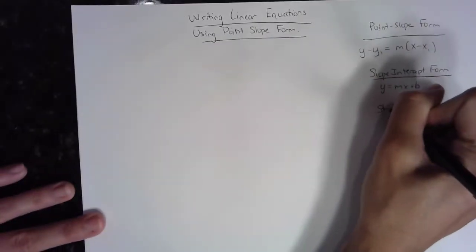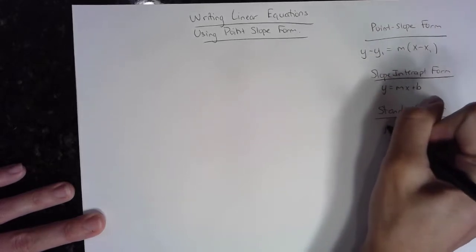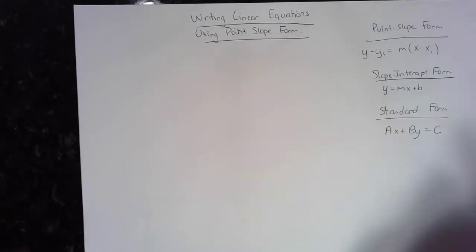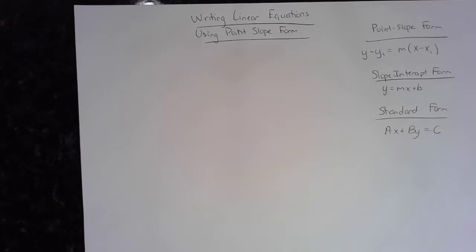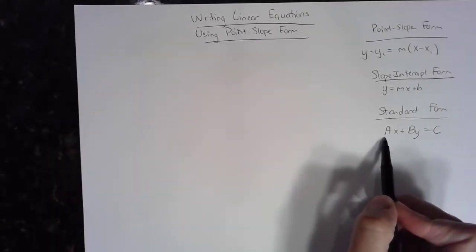Then we have what's called standard form. Okay, and again, ax plus by is equal to c. Nothing really specifically can you gather from this form. If we're in this form though, a cannot be negative and it cannot be a fraction.